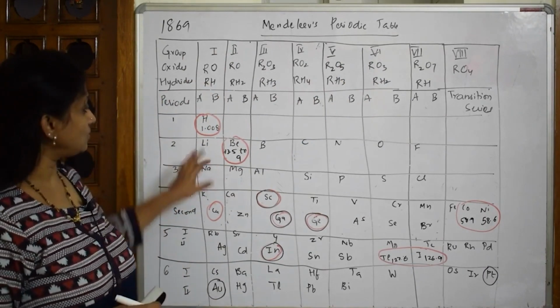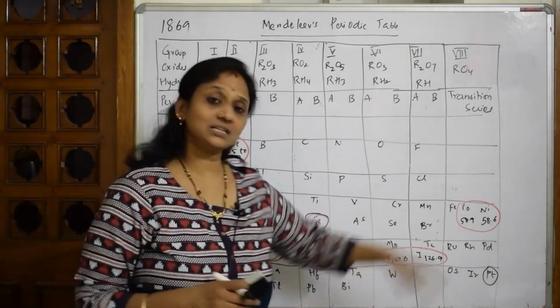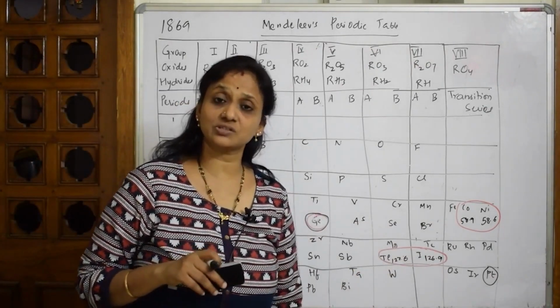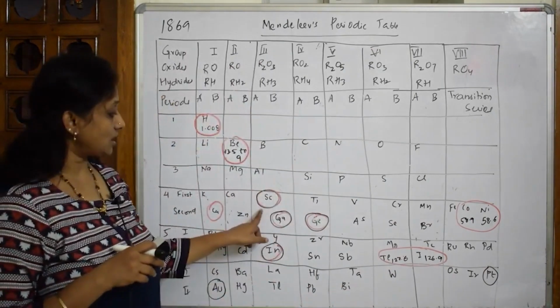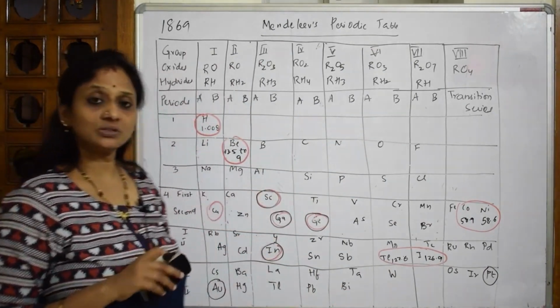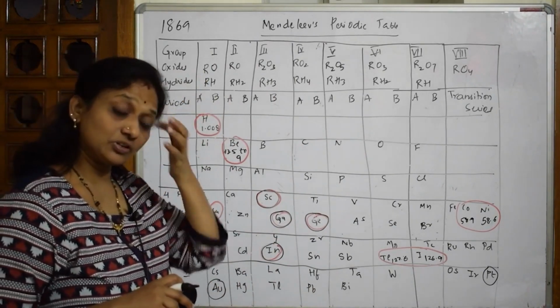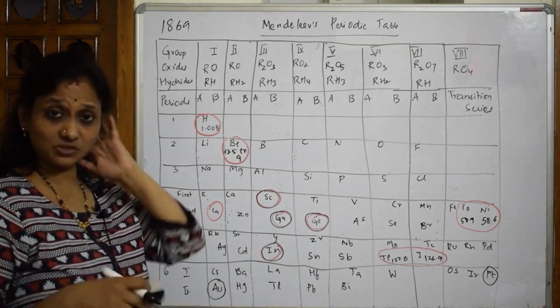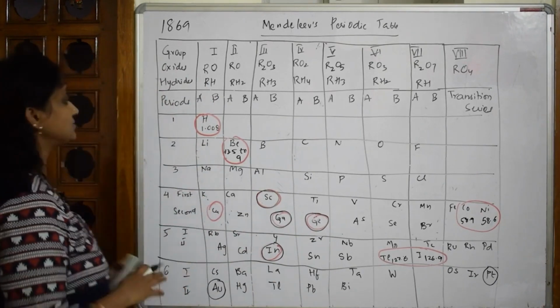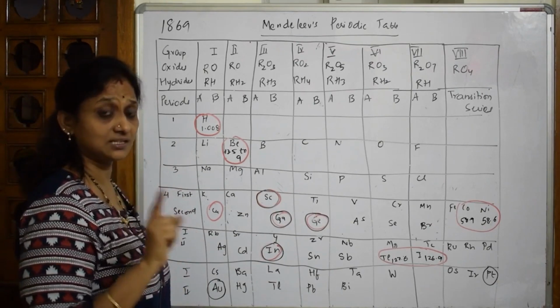What is that? One with the red, whatever red ones are there, that particular part, you need to discuss in demerits. Whatever are marked in black, you will be discussing in merits. Done. So the third important point is, after arranging the elements according to the periodicity and properties, that is based on the atomic weights, what he observed is the first important achievement. I'm writing about the achievement, understand.